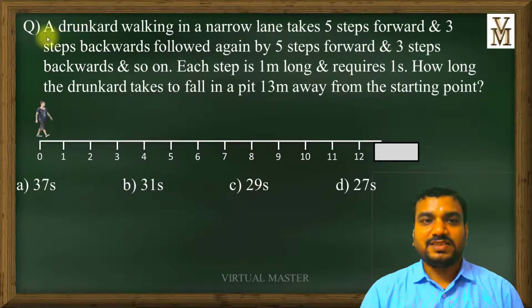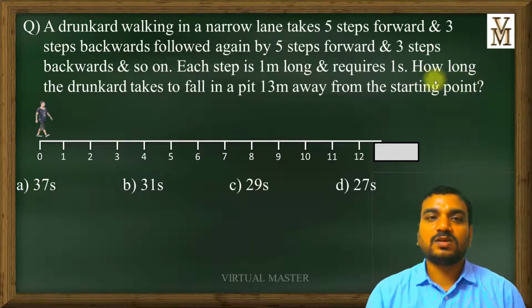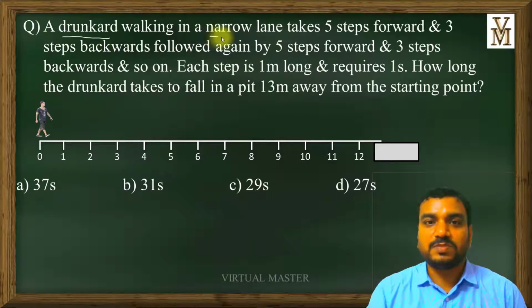The next question is, a drunkard walking in a narrow lane takes 5 steps forward and 3 steps backwards, followed again by 5 steps forward and 3 steps backwards, and so on. Each step is 1 meter long and requires 1 second. How long the drunkard takes to fall in a pit 13 meter away from the starting point? What is given? A drunkard is walking in a narrow lane. Narrow lane means gully.